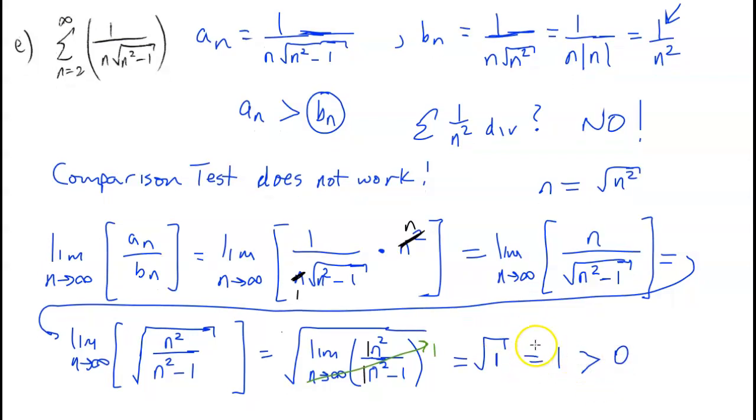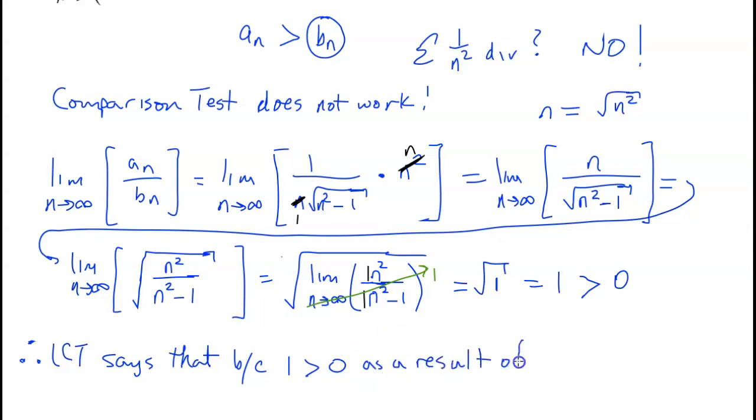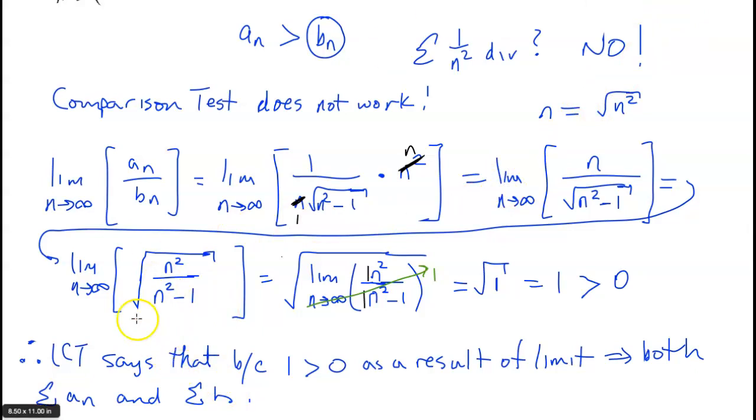Now, according to the limit comparison test, which I'm just going to write as LCT, because we have 1, which is greater than 0, as a result of the limit, this implies that for both the series a sub n and b sub n, either they're both going to converge or they're both going to diverge.